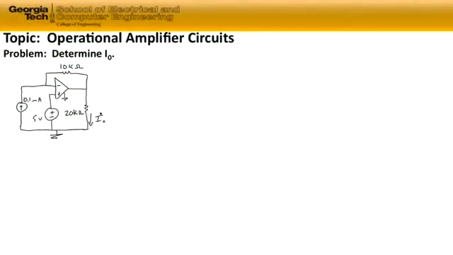The topic of this problem is operational amplifier circuits. And the problem is to determine I out in the circuit shown below. It's a circuit that has two sources in it.